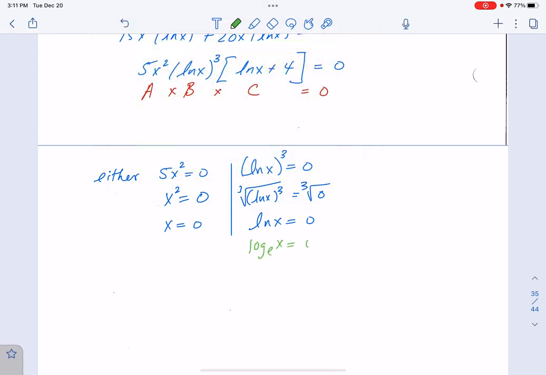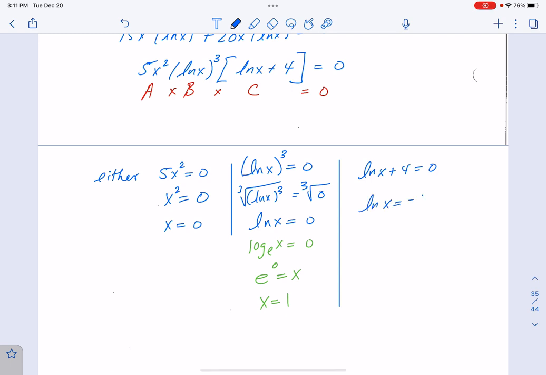Well, now think about that for a minute. That is log base e of x equals 0. That's in logarithmic form. Let's change it to exponential form. E to the 0 equals x, and anything to the exponent 0 is 1. So that gives me another potential root. Notice I said potential because I got to go back and check into the original.